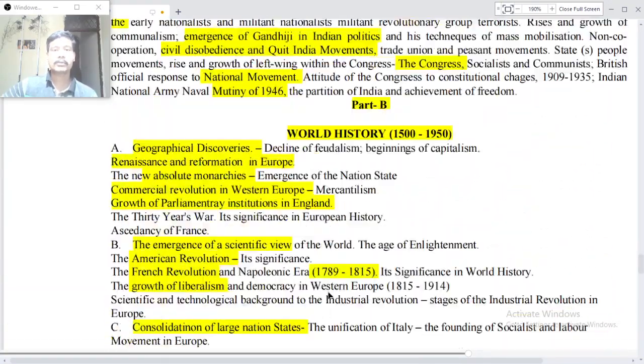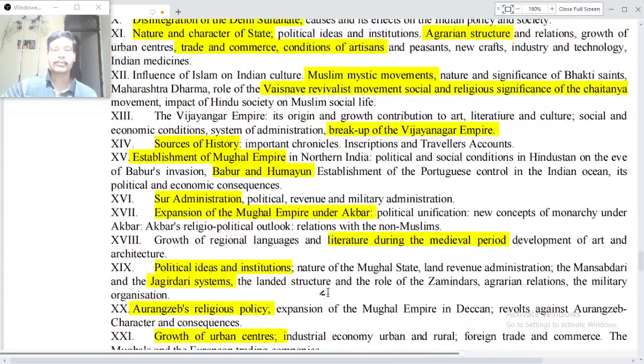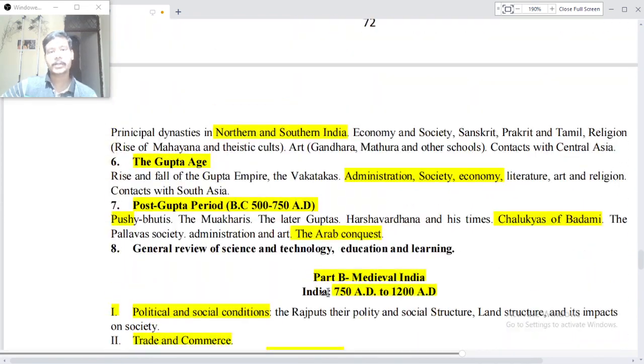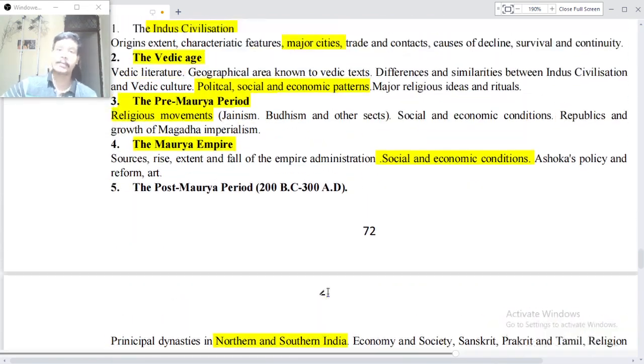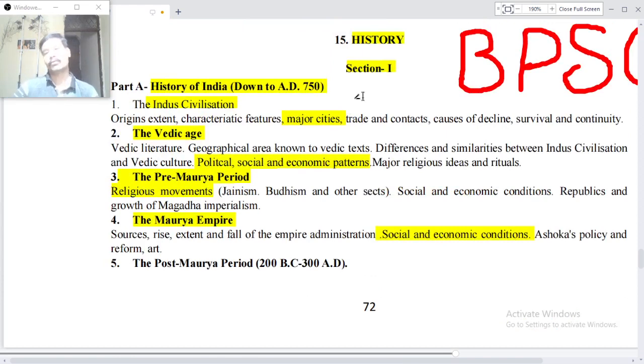So these are the syllabus of history. Section 2, we have already gone through the history syllabus of section 1 as well. History section 1, history section 2. These are all the syllabus of the BPSC history optional subject. So it is a long syllabus but a high scoring subject in BPSC. So before taking history as an optional subject, at least once you have to go through the syllabus.